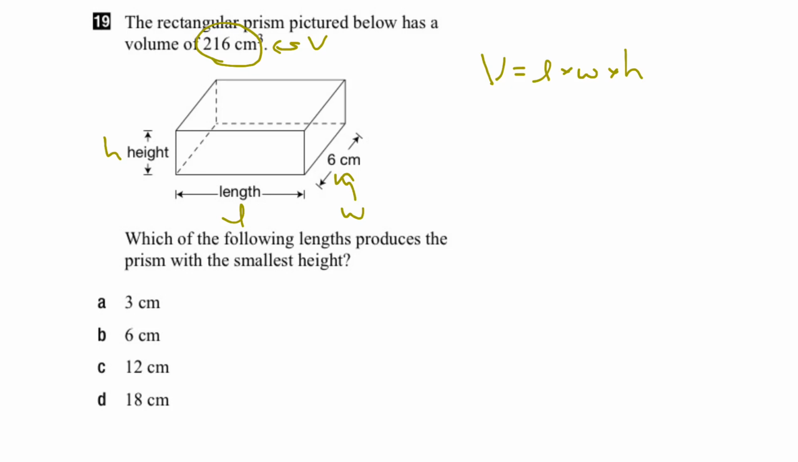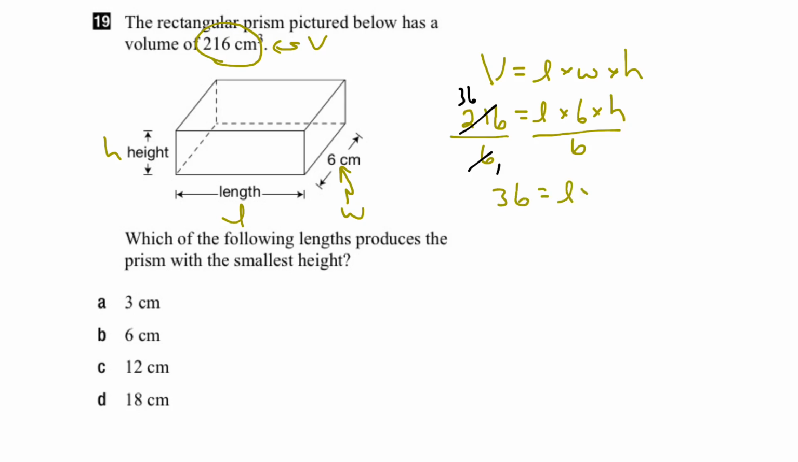So let's put what we do know into the formula. So 216 centimeters cubed is the volume. Length we don't know. Width is 6, and height we don't know. Then let's simplify this as much as we can. So what we can do is divide both sides by 6, and 6 goes into 216 36 times. So we would get 36 equals the length times the height.